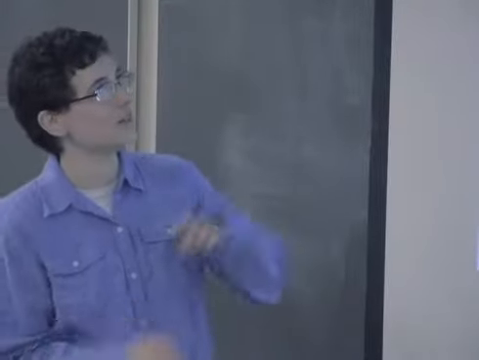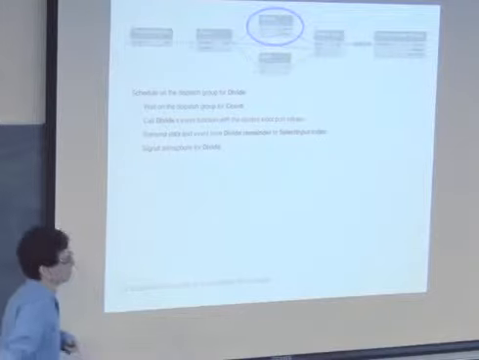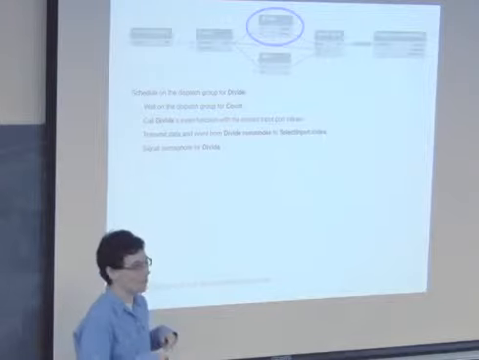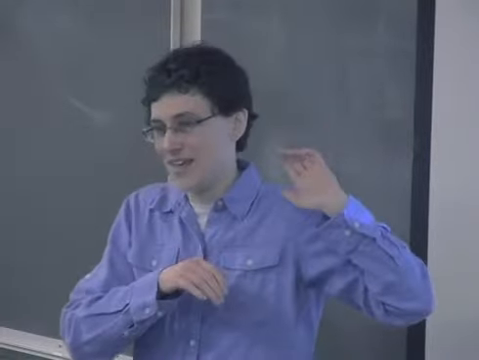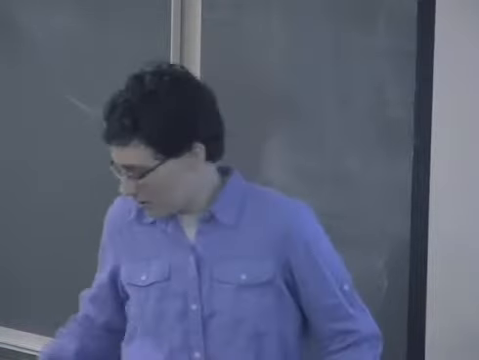Okay, so add is going to wait on the dispatch group for count before it executes, and then we just do the same thing as before for count. So we call the function for add, which is going to add the two inputs, and then we copy the output over to the next node through the cable, and we signal the semaphore. Okay, so same idea for divide. I'm going to wait on the dispatch group to make sure that divide executes after count, and then do the division and send the data along on the output cable.